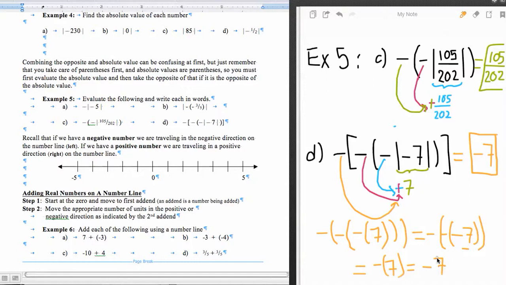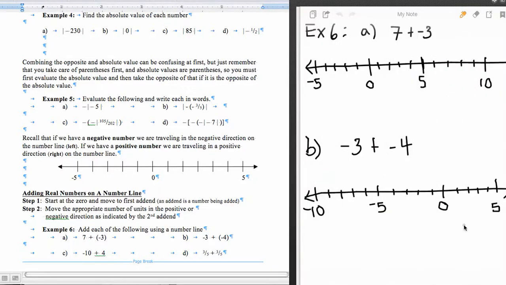All right, with that, now we're going to move along to adding real numbers on a number line. Now this is a really rudimentary process. So here we have the number line. Remember that moving to the left is negative and moving to the right is positive. So we're getting smaller and smaller by moving to the left and larger by moving to the right.